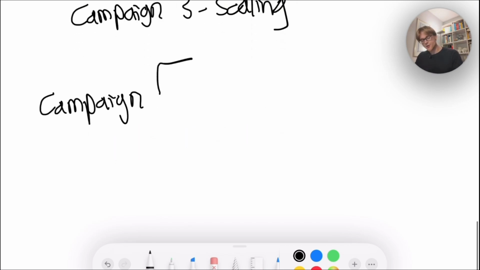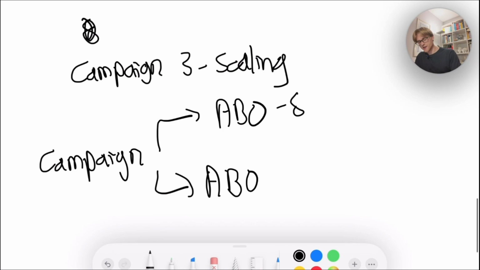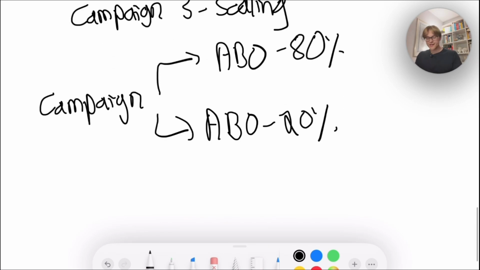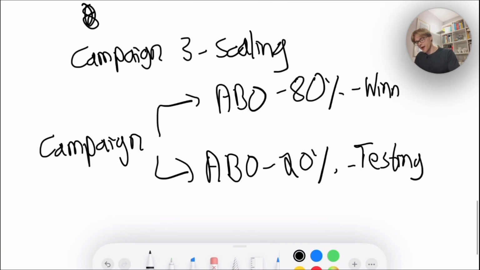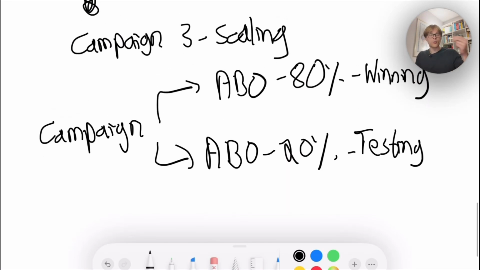I'm gonna have something like 2 ad sets, ABO. This one is gonna get 80% of the spend. This one is going to get 20% of the spend. This is my testing ad set where I'm just going to test a bunch of different angles. And this one is my winning ad set. And what you could potentially do is have a winning winner ad set.